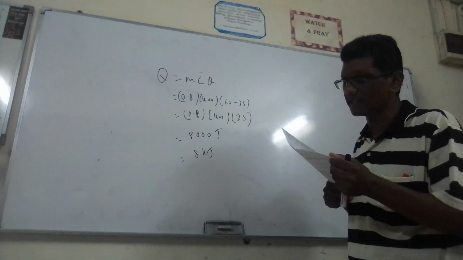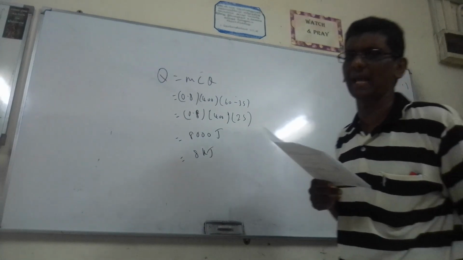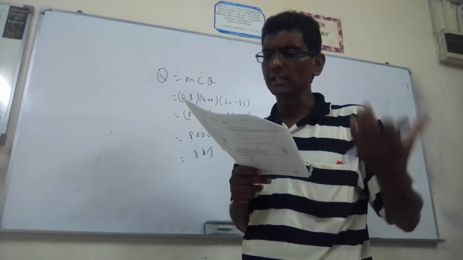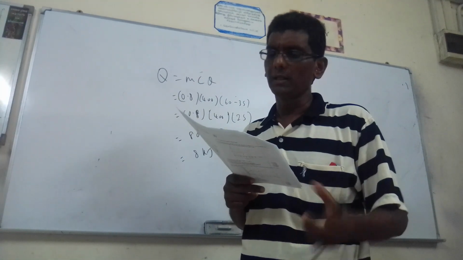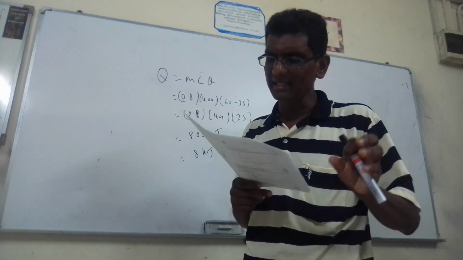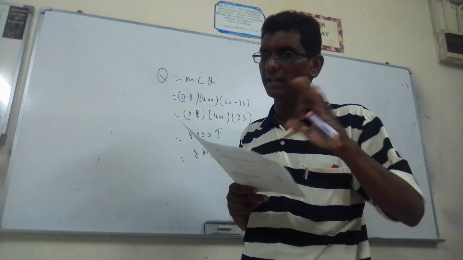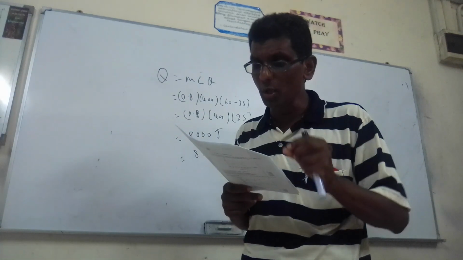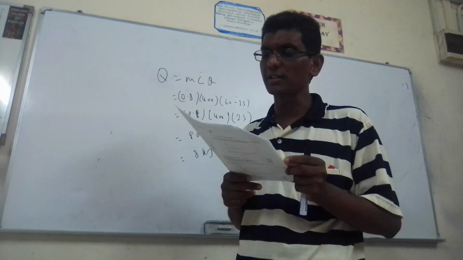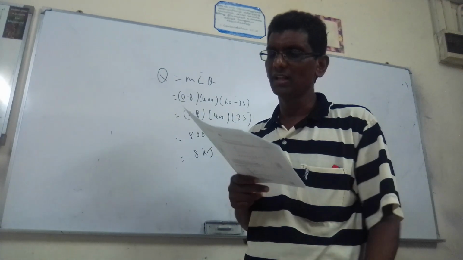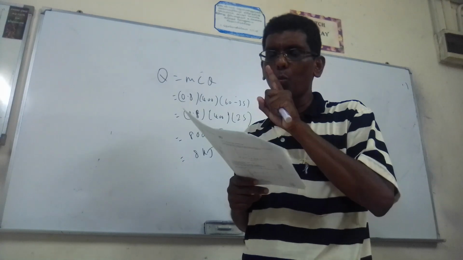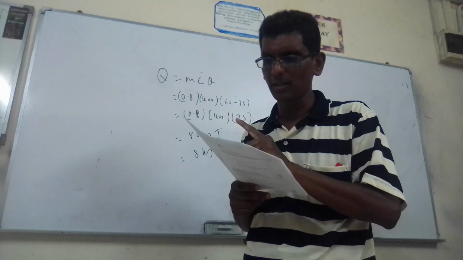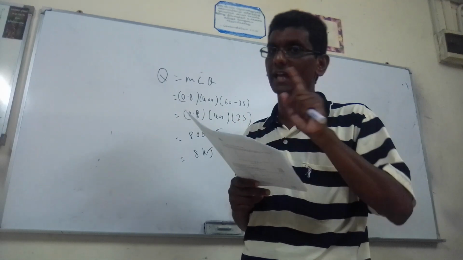Which of the following substances has the lowest specific heat capacity? Ice, water, ethanol, aluminium. They never give the specific heat capacity numbers, but they ask you for the lowest specific heat capacity. Among the four, one material is different from the other materials.